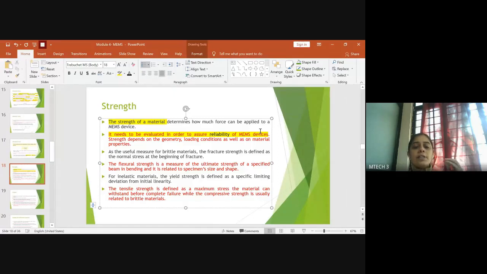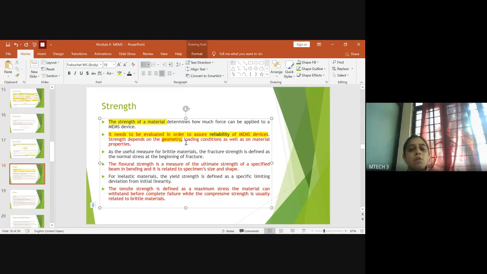Okay, so the reliability of a MEMS device mainly depends upon some factors. What are these factors? One is the geometry of the MEMS device. Is it a circular membrane? Is it a square membrane? Is it a rectangular membrane? Is it a conical membrane? So it depends upon the geometry of the given MEMS device. That is one thing.